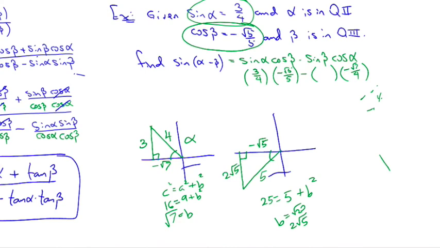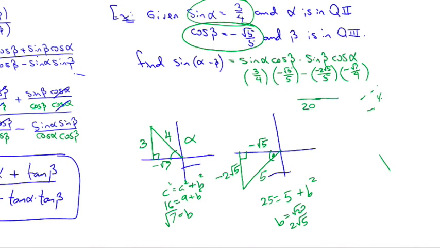Maybe. What should I add? Negative, because it's going down. So if I'm going to do the sine of this angle beta, what does it become? Negative 2 square roots of 5 over 5. And then all I have to do is simplify. The denominator is going to be 20, 4 times 5.